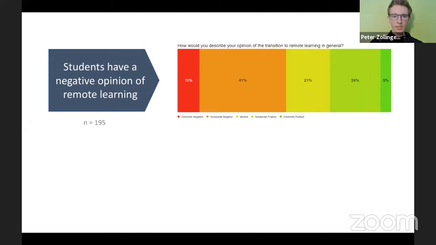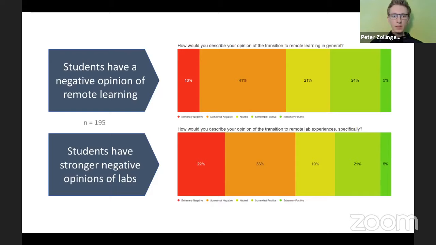So overall, students had a slightly negative opinion towards their online classes. With 51% of our 200 survey respondents saying somewhat or extremely negative, and then about 30% saying somewhat or extremely positive. However, when we asked specifically about how their transition to online labs was going, that number increased to 55% of somewhat or extremely negative, with a slight decrease in the somewhat positive and neutral categories. However, the big takeaway is that only 10% of our survey respondents had an extremely negative view of online classes, but 22% of our survey respondents had an extremely negative view of online labs. So even though the general opinion on online classes is only slightly negative, the general opinion of online labs specifically is significantly more negative than just online classes.